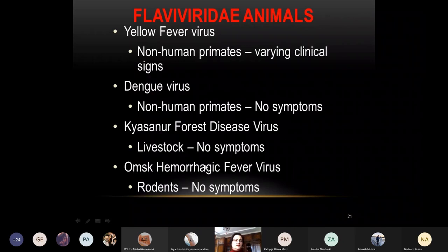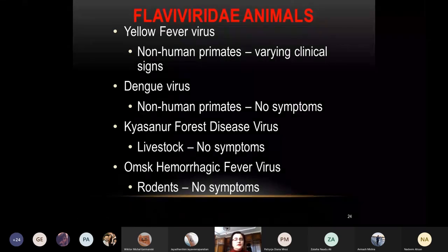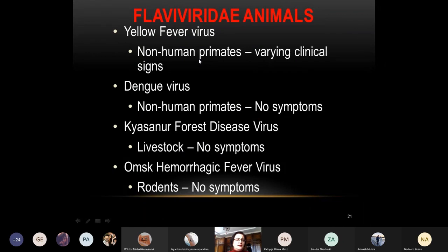Yellow fever is maintained in non-human primates. Depending on species, yellow fever may be an apparent infection or a severe hemorrhagic illness. Dengue has been isolated from several non-human primates in Africa, but does not cause clinical signs. Livestock may develop a viremia with Kyasanur forest disease virus, but generally do not show clinical signs. Omsk hemorrhagic fever virus is maintained in rodents, but does not cause clinical signs.